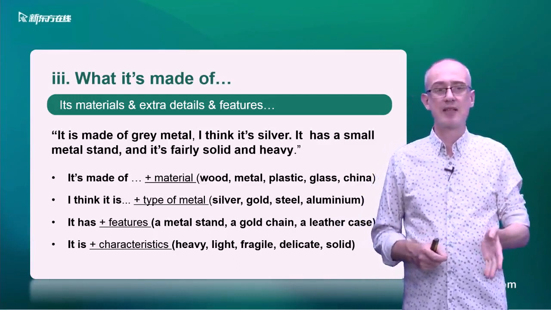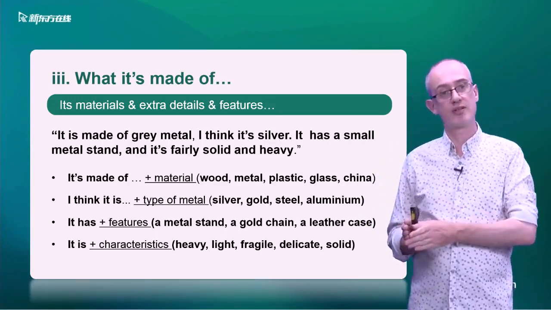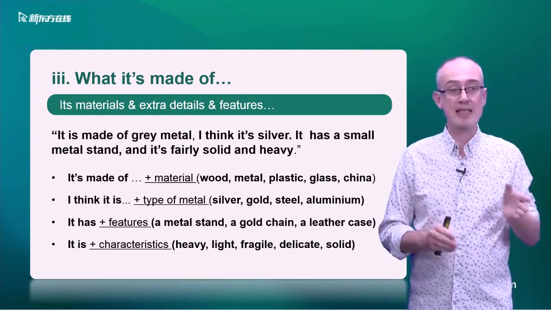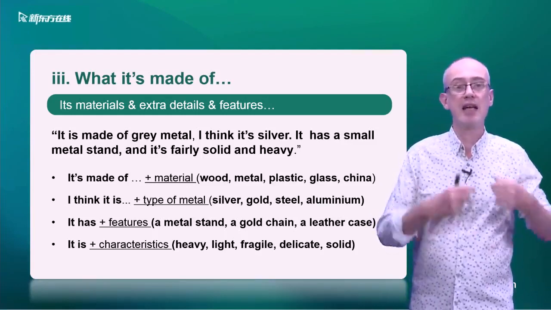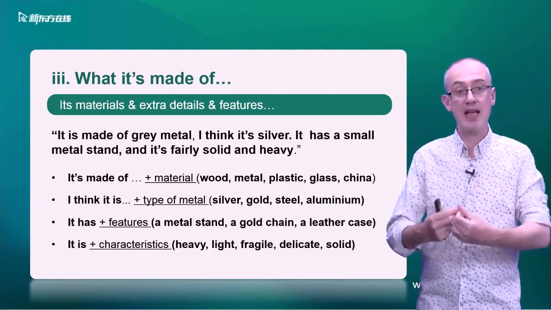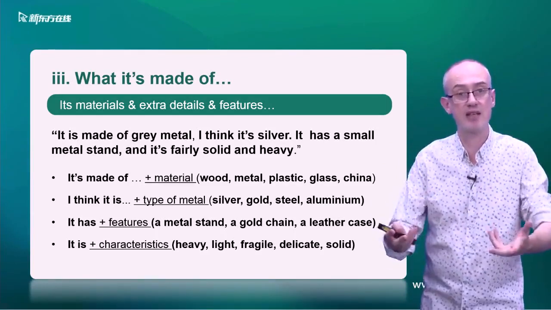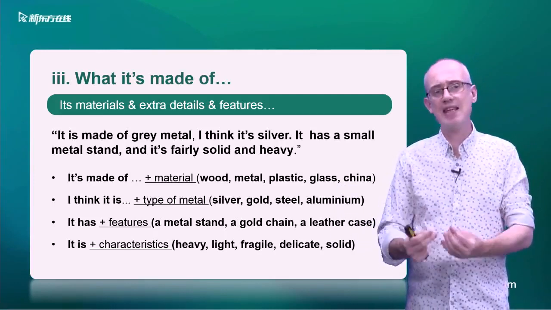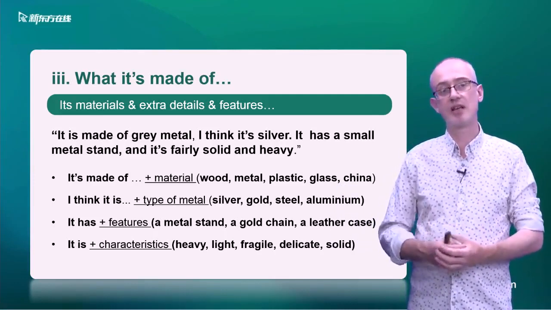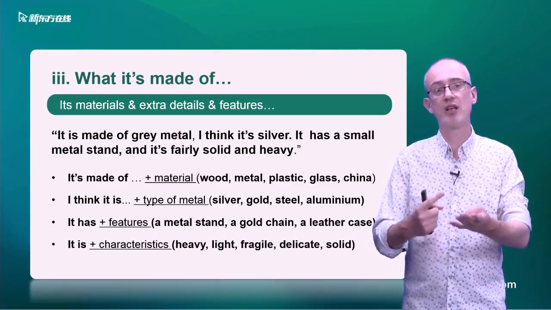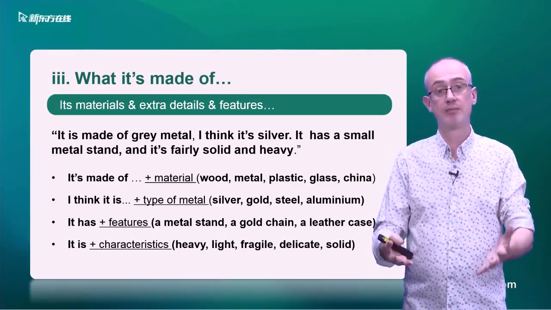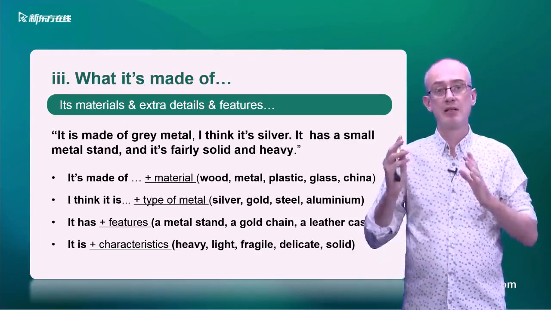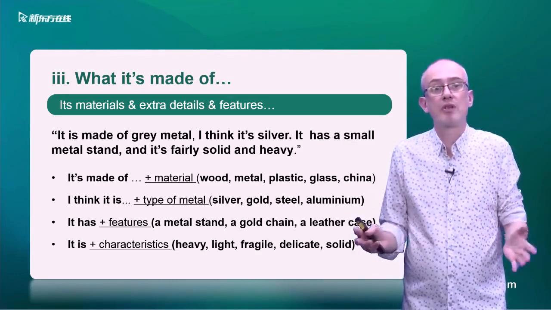It has, plus features. Get this verb right. It's surprising how many people get it wrong. It has a metal stand. It has a gold chain. It has a leather case. Say this. It's very simple. It has this. It is, plus characteristics: heavy, light, fragile, delicate, solid. Bam. Four simple little steps to perfect descriptions of objects.